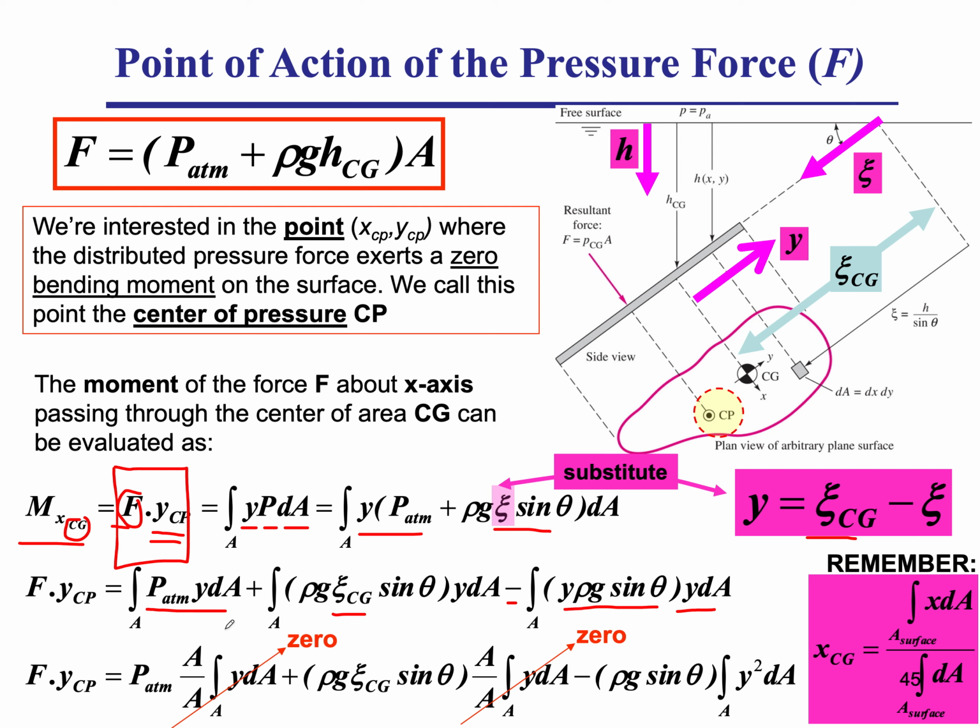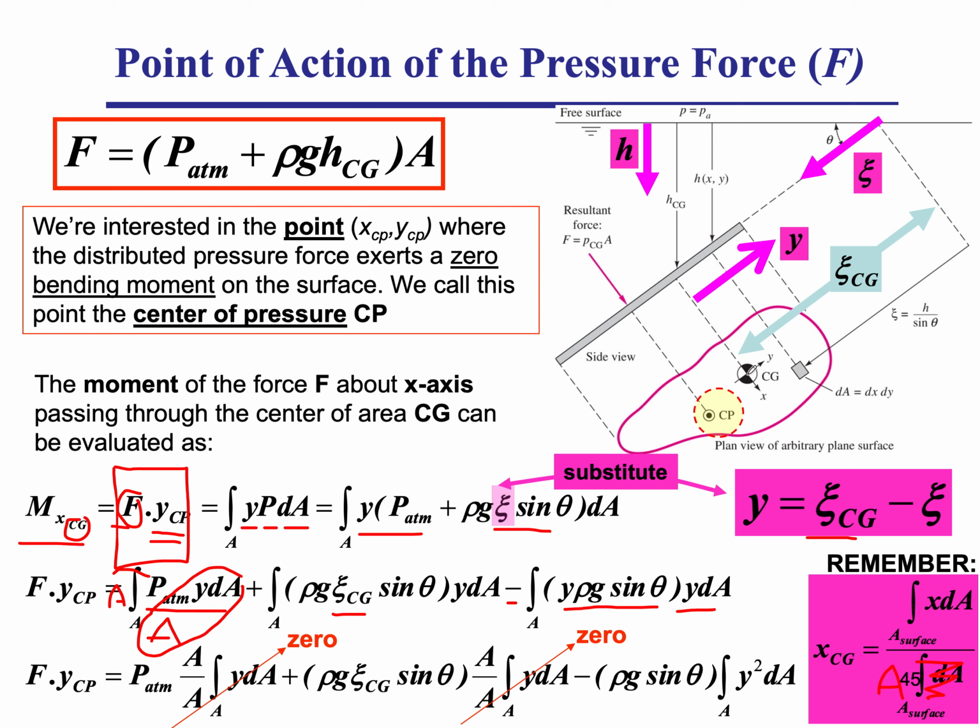The integral y dA, so we'll do the same thing. We'll divide by the area A and multiply by the area A. The p atmosphere is constant, so it comes out. So the y dA divided by A, this whole thing, the integral here, is just A, right? So what does this look like? Y dA divided by A, like x dA divided by A. So that would be YCG.